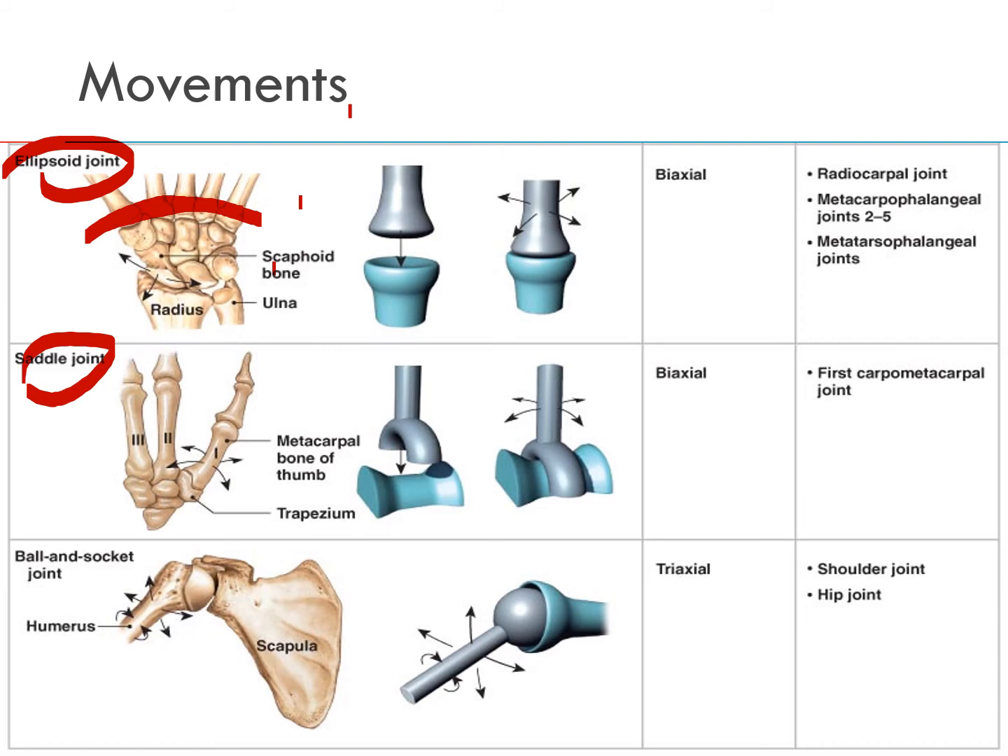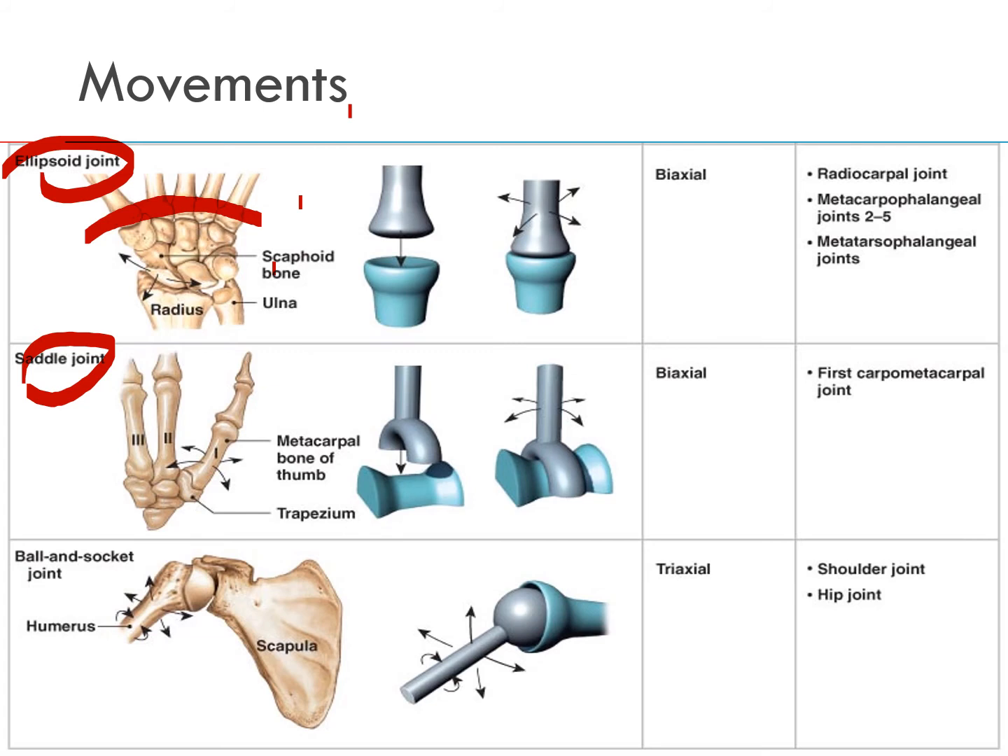It is also biaxial because you can bring these apart and together, and then you can also come forward and backward and go left and right like that. So these are biaxial saddle joints, and the first carpometacarpal joint, between the trapezium and the metacarpal of the first digit, so the first metacarpal, is a saddle joint.